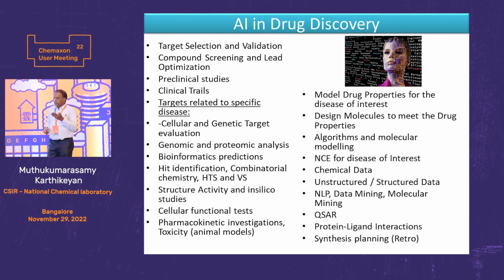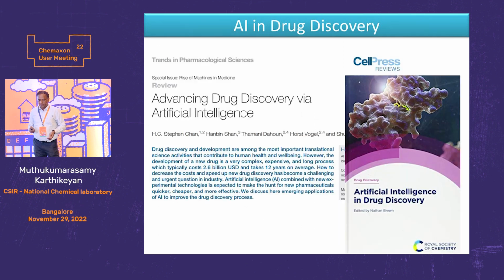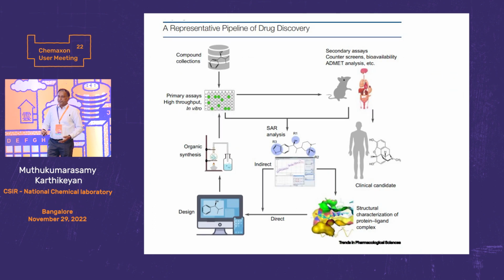Nowadays, people are publishing textbooks, such as AI in Drug Discovery and Advancing Drug Discovery via AI. These books are published, so I don't want to go into the details of this. One day, who knows, maybe we all join together to make another book, Practical AI for Drug Discovery. Okay, so this is the workflow.